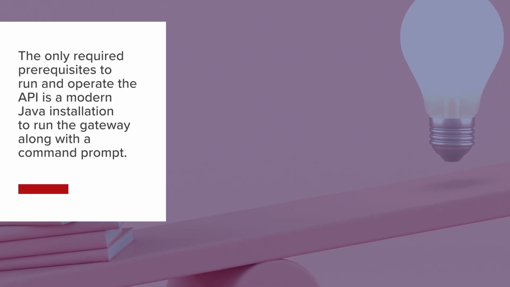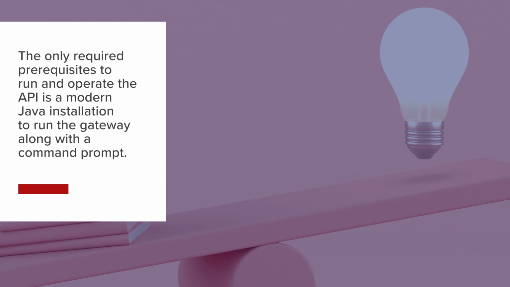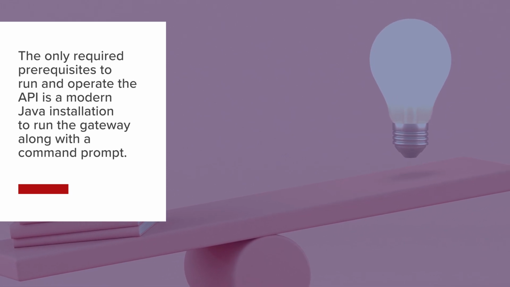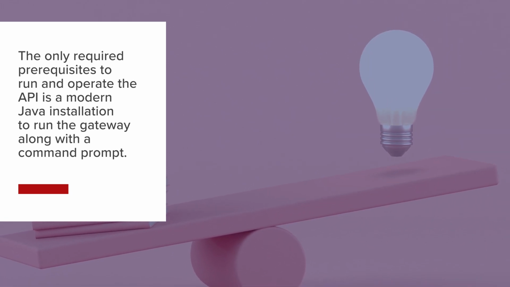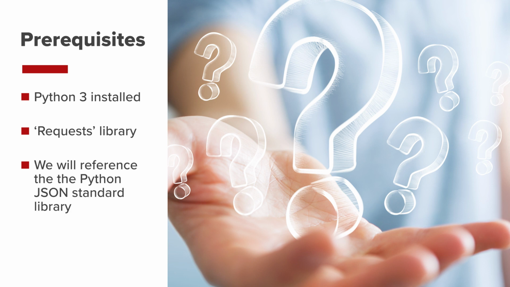The only required prerequisite to run and operate the API is a modern Java installation to run the Client Portal Gateway along with a command prompt. However, in the case of this course's examples, you will also need to have Python 3 installed along with the requests library. You will also make frequent references to Python's JSON standard library. However, this is not required other than for general formatting.